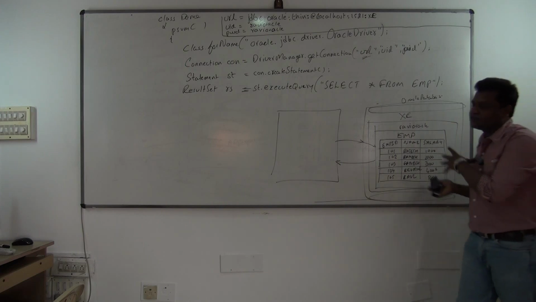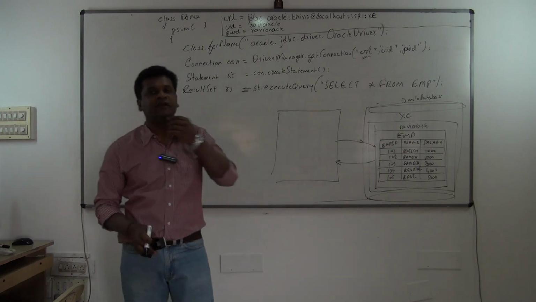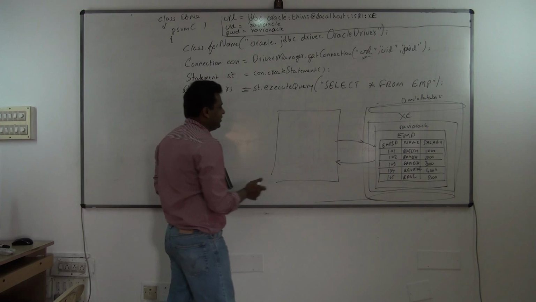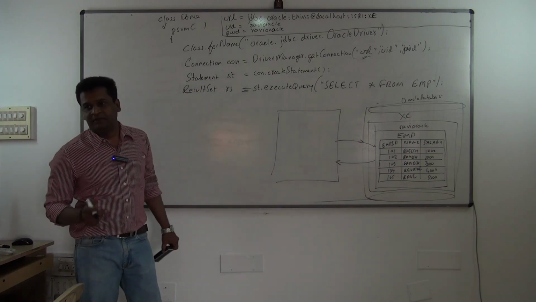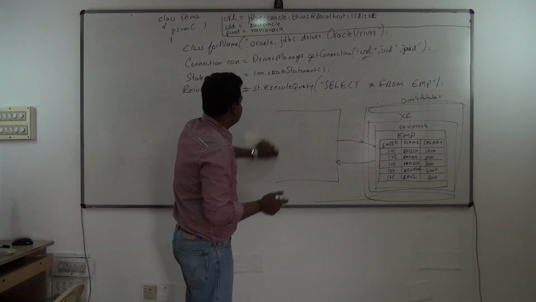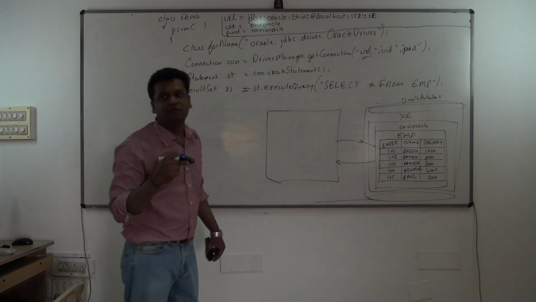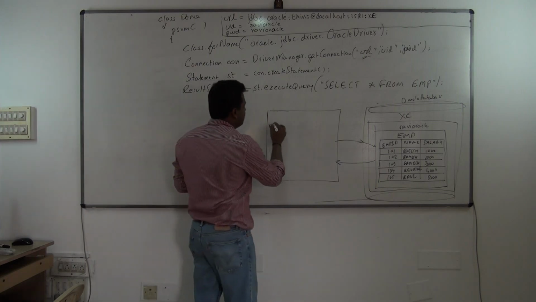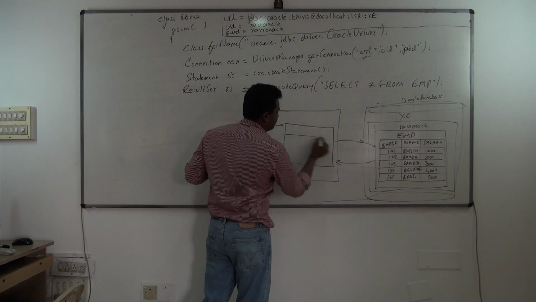All these values enter your Java program now, because you told it to run the query. What you have written is select star from EMP, so all the values will be retrieved. Once retrieved, how will these many values be stored in primary memory? There should be a way of organizing them. So the result set is an object which will organize and hold all the values in a systematic manner.